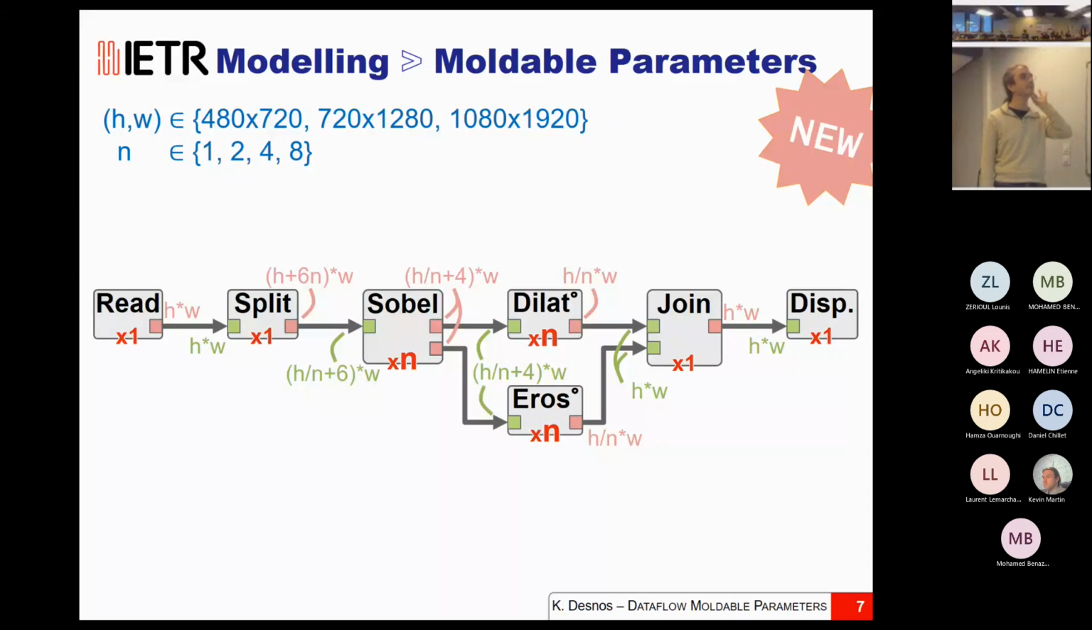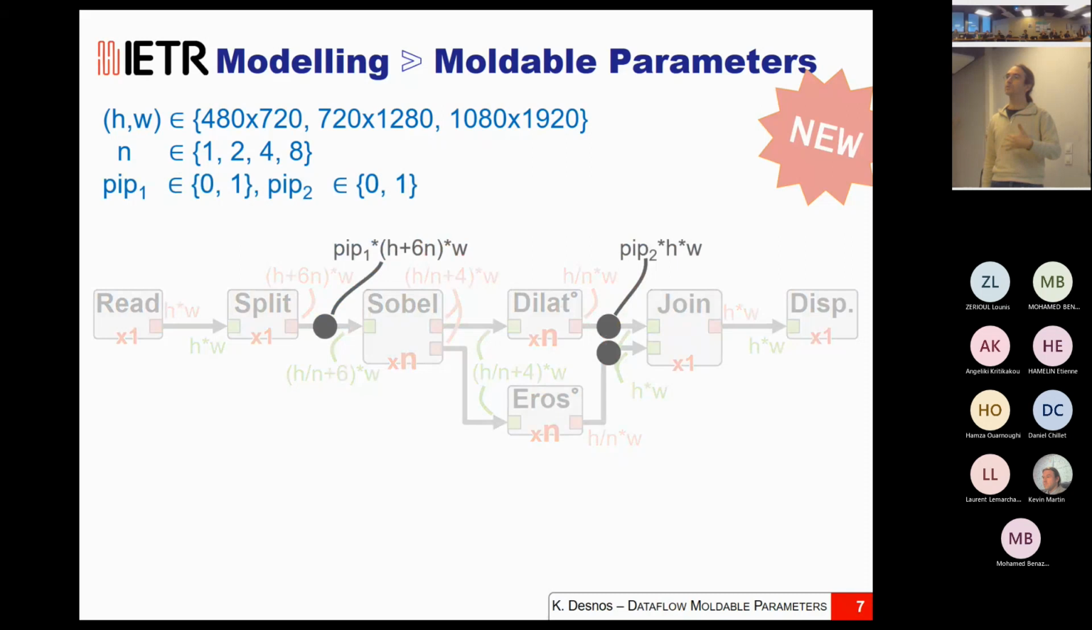The first novelty of this paper is that instead of having a fixed value for each parameter of the application, we want to have a set of values for each parameter of the application. So now, for example, for the height and the width of the image that is processed by the algorithm, we have a set of different image resolutions that can be used by the algorithm. And the same is true for the degree of parallelism. Now we say, okay, the degree of parallelism of my application can be 1, 2, 4, or 8. These are valid values.